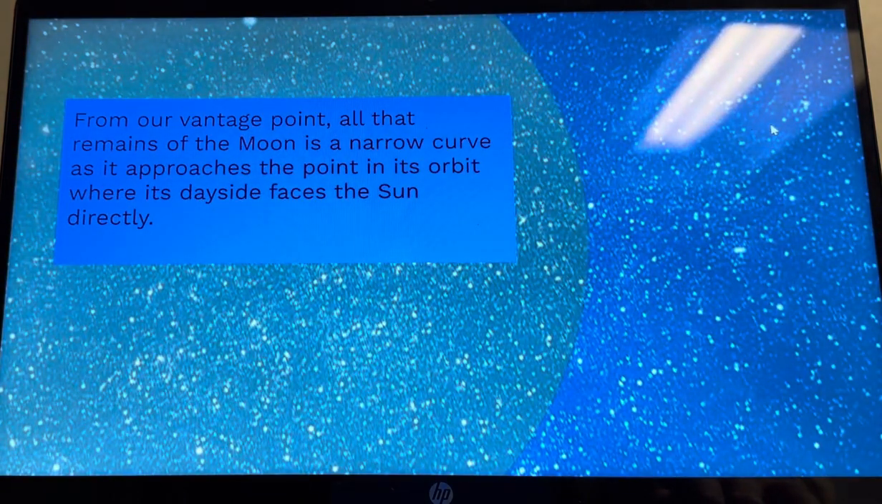Waning crescent. From our vantage point, all that remains of the moon is a narrow curve as it approaches the point in its orbit where its day side faces the sun directly.